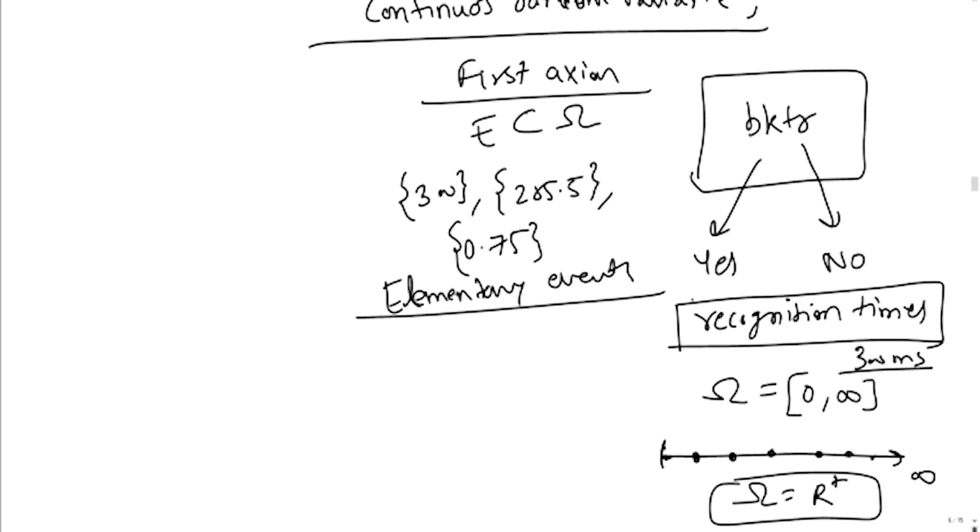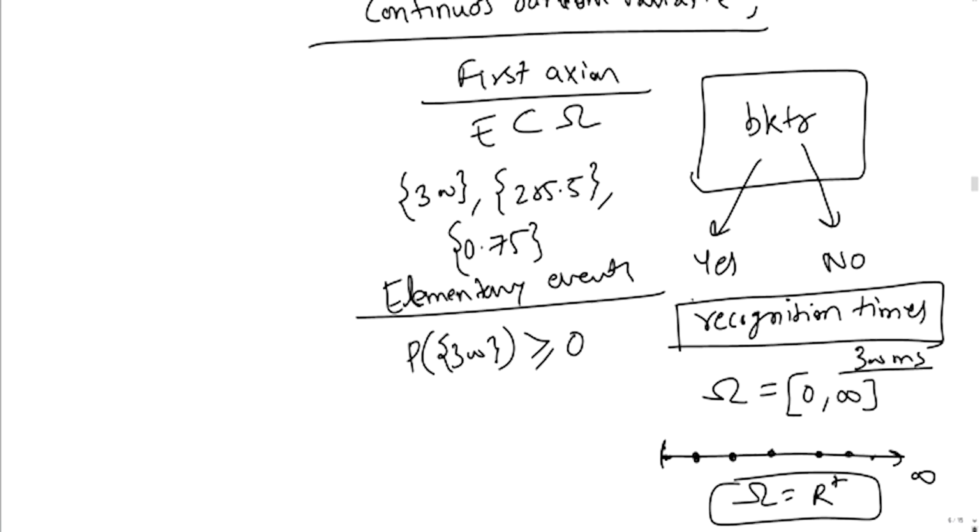Okay. So the first axiom would apply to all these elementary events. That means the probability of obtaining a reaction time of 300 will be greater than or equal to 0. That's what the first axiom says. So the probability of any point value would be greater than or equal to 0.